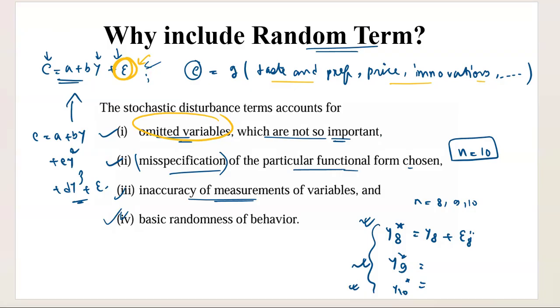And the last and final thing is the basic randomness of behavior, that consumption in itself is a very random term. Consumption in this month will not be the same as consumption in the next month, or the previous month, right? So consumption and income as economic variables are random in nature basically. So to capture this basic nature of randomness, you have to include this stochastic term. I hope these are the 4 different broad reasons that you have to understand.